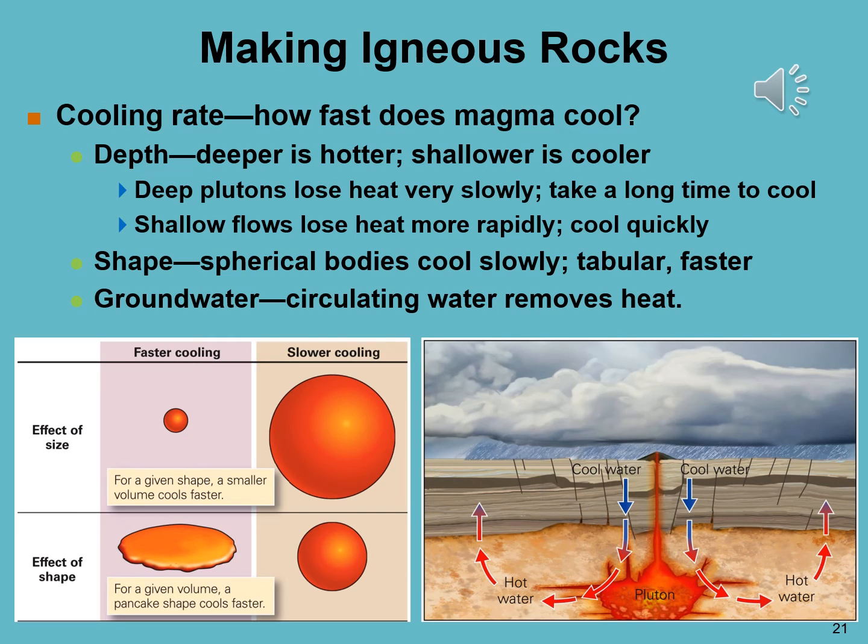The cooling rate of magma depends on three factors: the depth of the intrusion, the shape and size of the magma body, and the presence of circulating groundwater. Cooling happens when magma rises towards the Earth's surface because the geothermal gradient decreases as we get closer to the surface. A small body of magma cools more rapidly than a large body. A body of magma with the shape of a pancake cools more rapidly than one with the shape of a melon. Magma that interacts with circulating groundwater cools more rapidly than magma that intrudes dry rock because circulating groundwater removes heat.